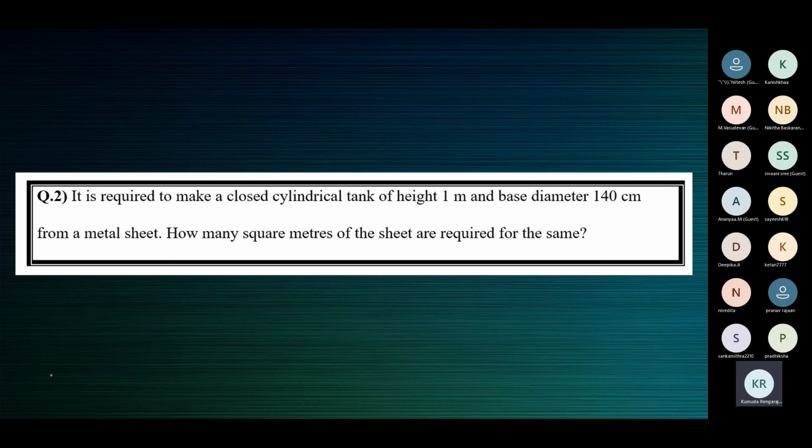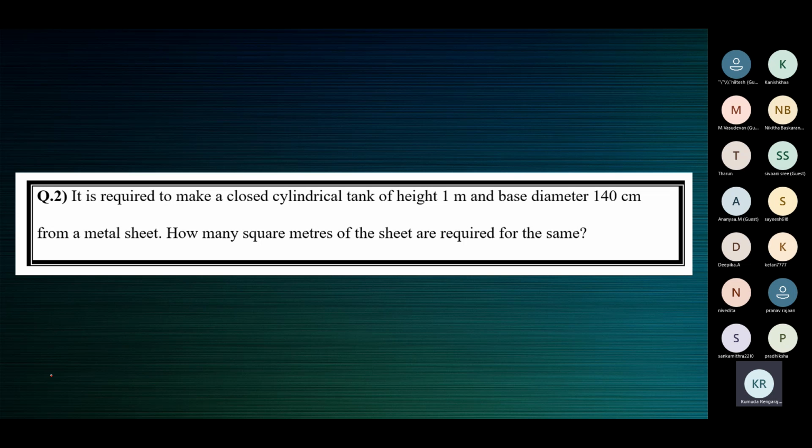It is required to make a closed cylindrical tank of height 1 meter. That means the material is used all over. The bottom and the top of the tank is covered with the material. Height of the tank is 1 meter. And the base diameter, when we say base, it's a circular base. The diameter of the circular base is 140 centimeters.